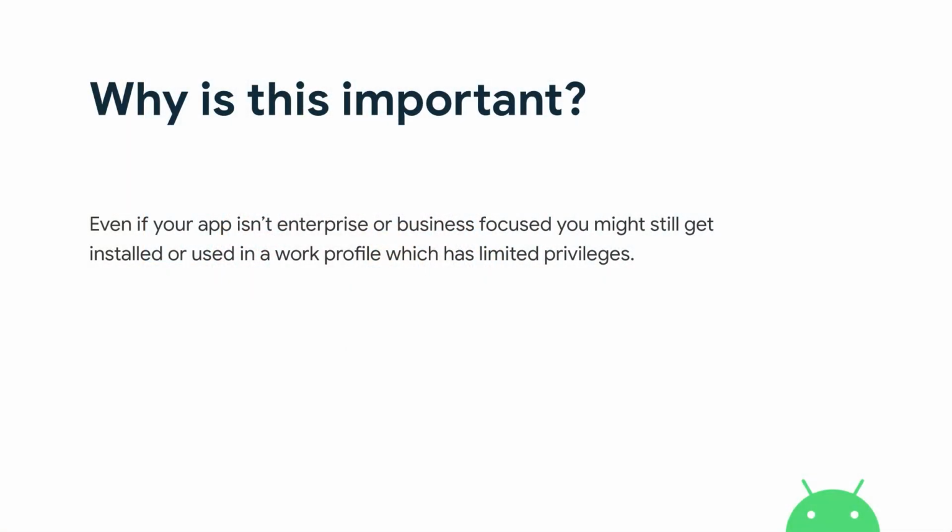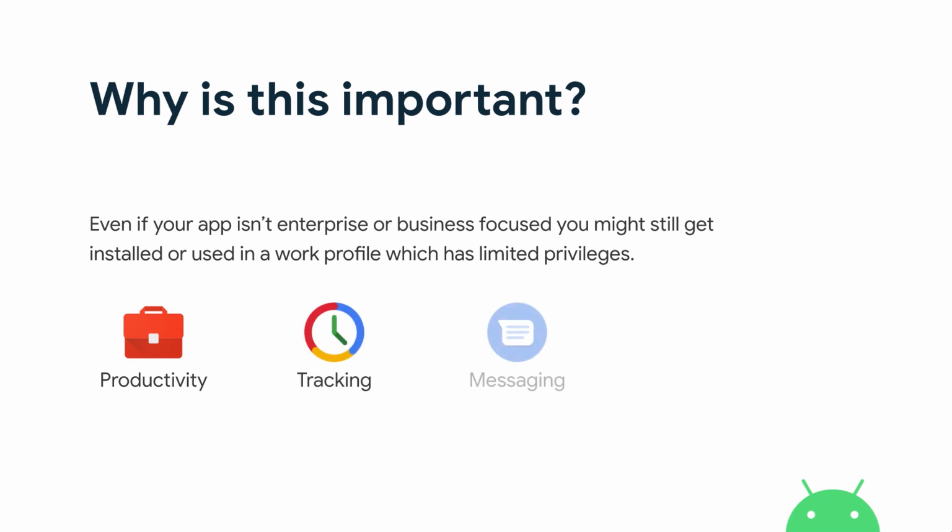Okay, so why is that relevant to me? I'm not building anything that's targeting a business or enterprise world at all. Well, in a lot of cases that we've seen, there are apps that were not targeting businesses at all and end up running in the work profile as well. Cases like productivity apps, time tracking apps, or a simple chat messaging app, for example. They might be adopted in a company and used within a work profile. Because of all these restrictions and the separation between the storage spaces, we've seen a lot of cases where these apps behave differently than they would in a normal situation.